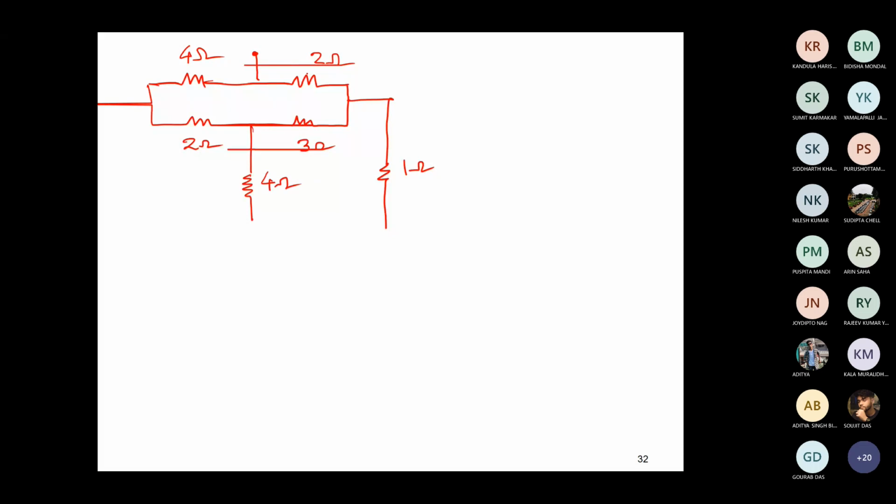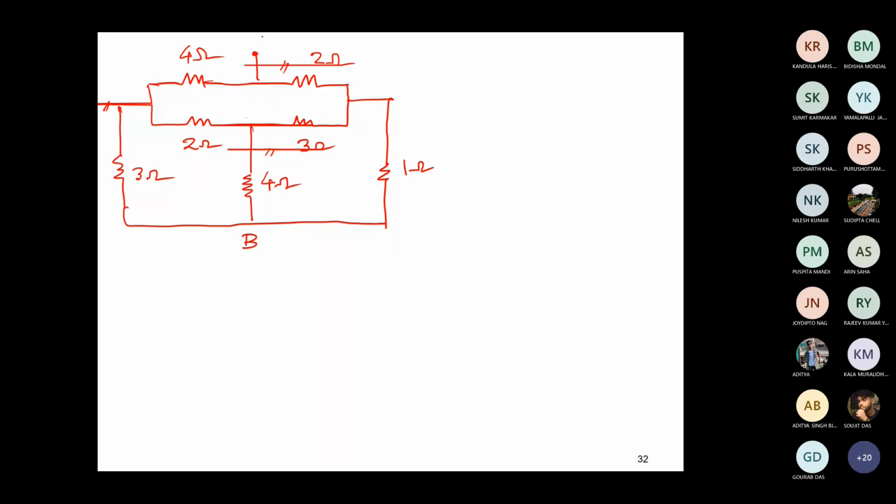Unwantedly, some straight lines are coming. I don't know, it's an issue with the pen. Suddenly it is coming. I cannot avoid it. So ignore these lines. This line is not there. This line is not there. This is not there. Okay, sir. Fine.